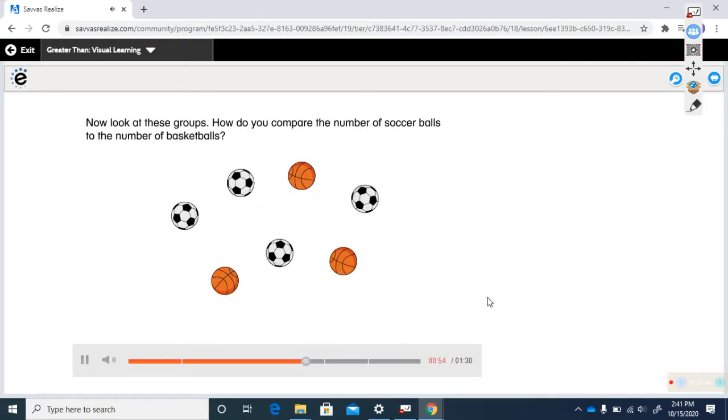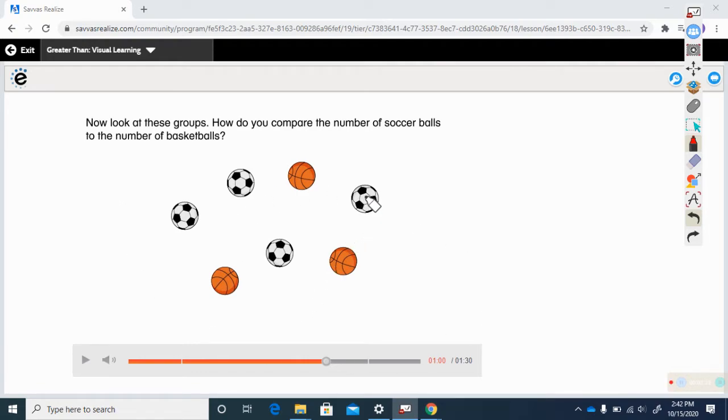Now look at these groups. How do you compare the number of soccer balls to the number of basketballs? So in this picture, all of the soccer balls are not lined up and the basketballs lined up. They're kind of mixed and jumbled up like they would be in a toy box. How do you think we would compare those? Gonna give you a clue. I have my marker ready. What am I going to do with my marker? I'm going to match them up, aren't I?